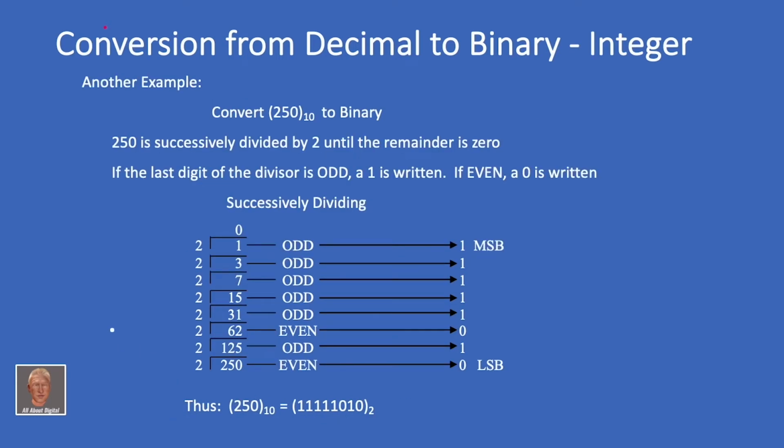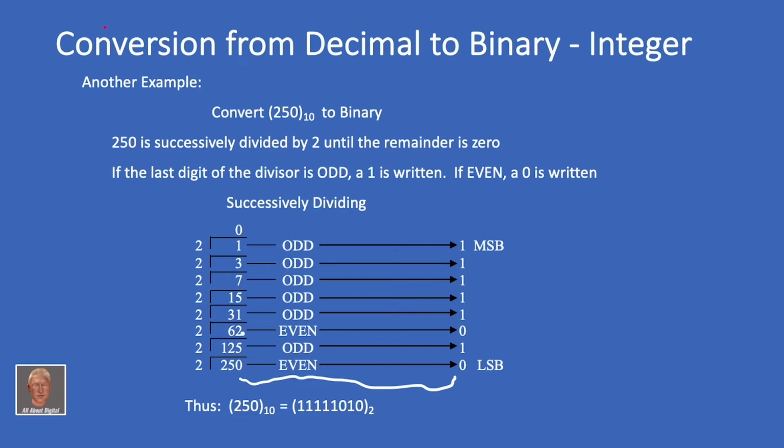Now let's do another example. Convert 250 base 10 to binary. Again, 250 successively divided by 2 until the remainder is 0. If the last digit of the divisor is odd, a 1 is written. If even, a 0 is written, like we did before. Okay, let's start down here again. 2 into 250. We take the first digit right here as a 0. So the LSB is a 0. 2 into 250 is 125. That's odd, so we put a 1 over here.